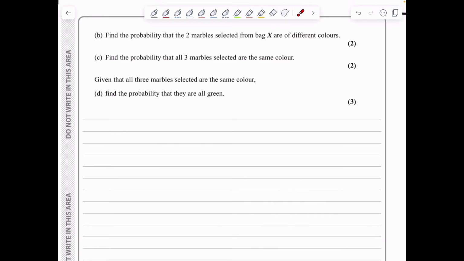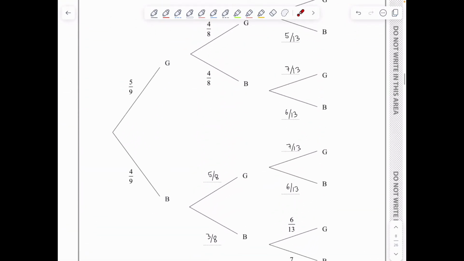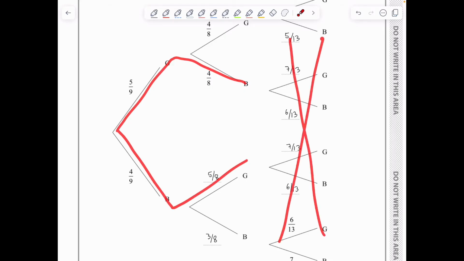In part B, we are asked to find the probability that the 2 marbles selected from bag X are of different colors. So if we go back to the tree diagram, this means we are looking for the green-blue scenario or the blue-green scenario. We don't really care about the draw from bag Y.